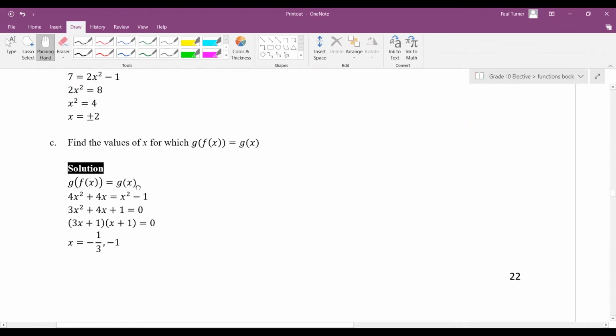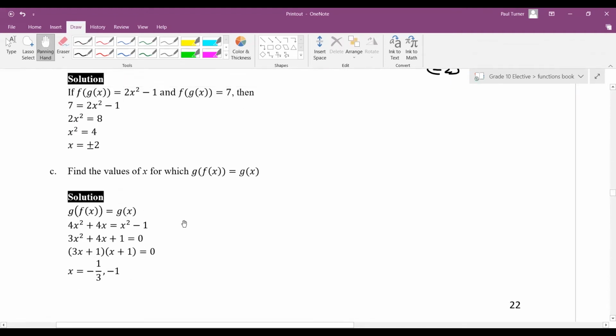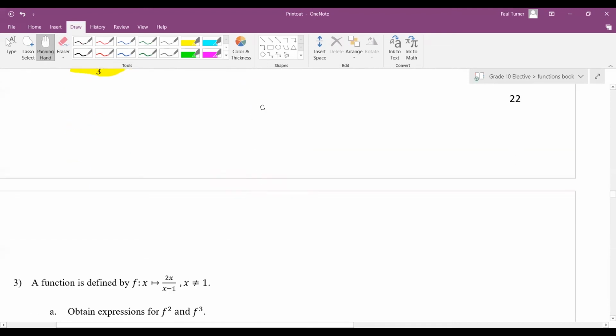So you can follow these examples yourself. That one, find the values of x for which gf(x) equals g(x). You already have these from the question. So gf(x) was 4x squared plus 4x. g(x) is x squared minus 1. And you end up with a quadratic and you just solve it. That's all. Okay, you can look at that yourself a bit.